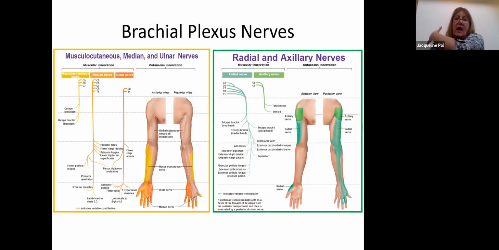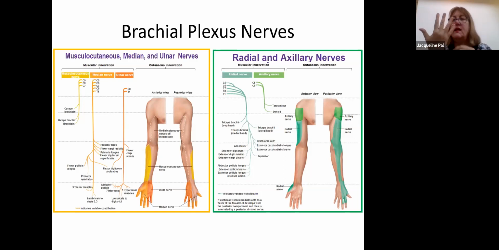Posteriorly, up here, your deltoid, that's going to be your axillary nerve. And then every other posterior muscle is going to be your radial nerve. Okay. So let's talk sensory. Sensory up here, axillary. Okay. Posteriorly, back here, everything is radial until you come to the hand area.